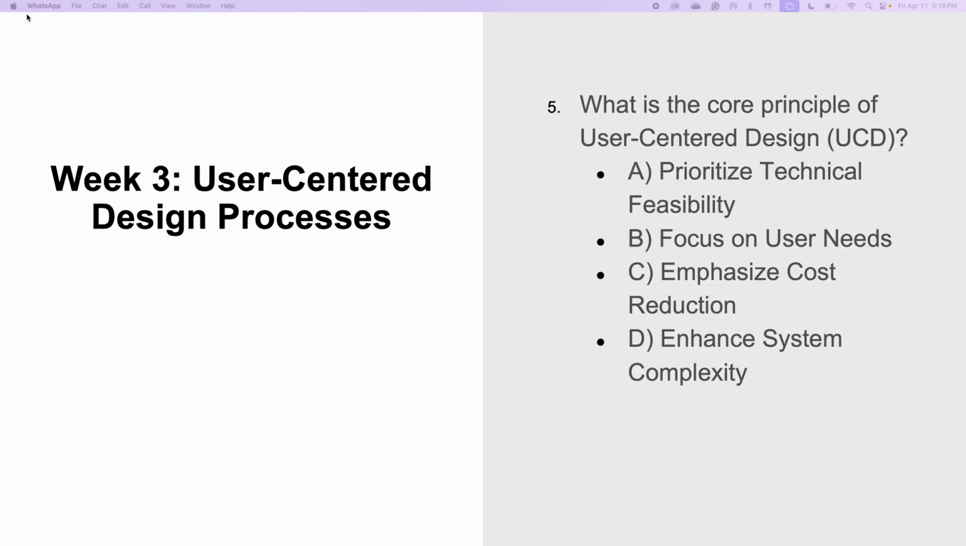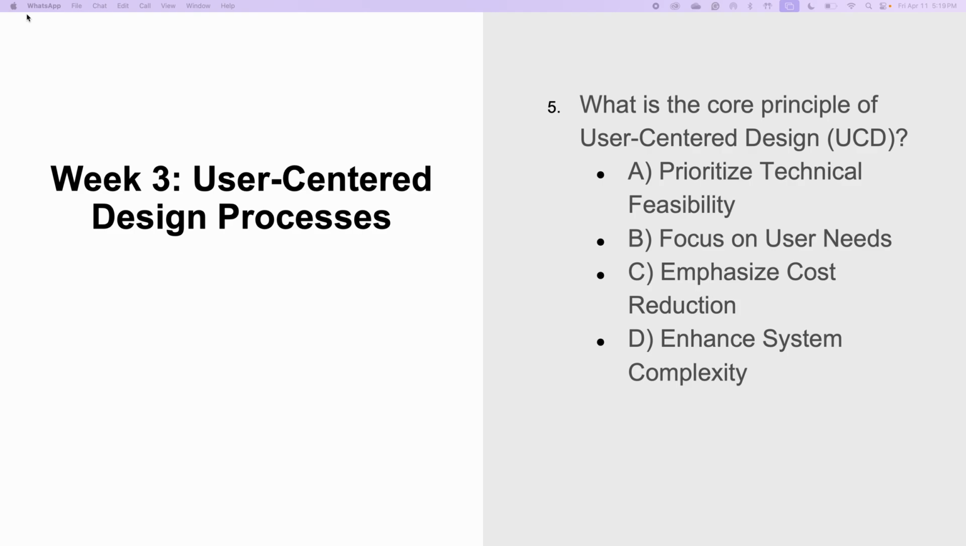And options A, C, and D are like misguided receipts. They prioritize technical feasibility, which might make development easier, but it does not ensure user satisfaction. It's like serving a meal that looks great but tastes bland.